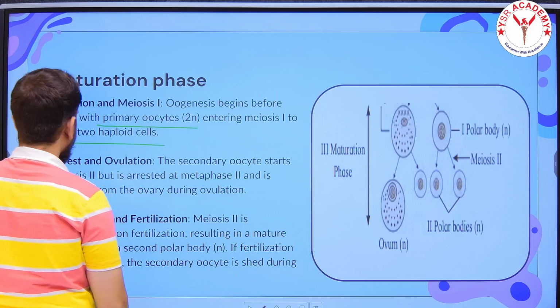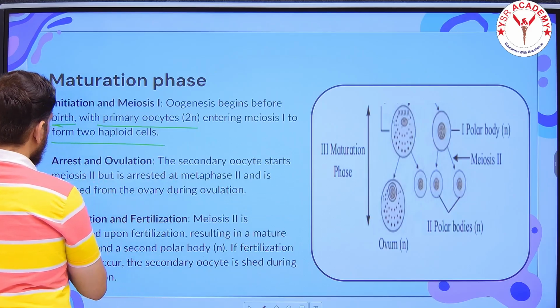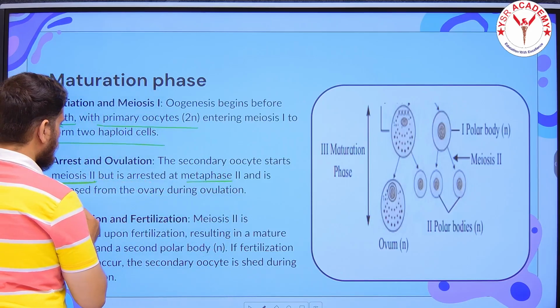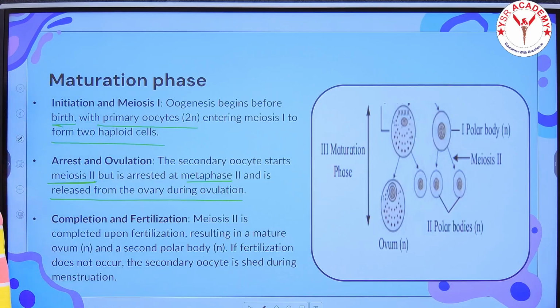2 haploid cells बने. Okay, the secondary oocyte starts meiosis 2, मियोसिस 2 शुरू करता है, but arrested at metaphase and is released from the ovary during ovulation. So ovulation में सेकेंडरी oocyte ही रिलीज होता है.